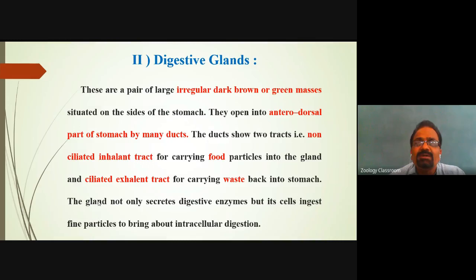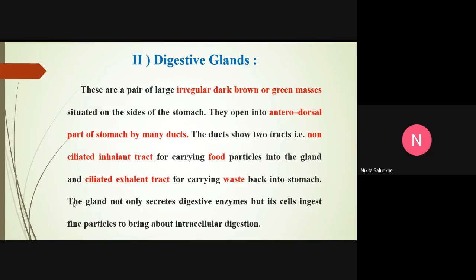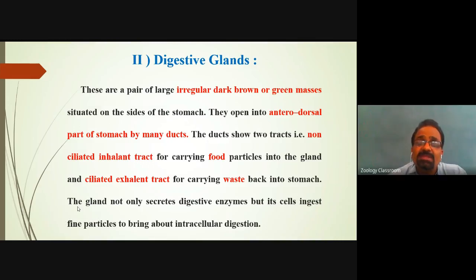Are you getting me? Yes, sir. Phagocytic cell. And the epithelium of these ducts has such phagocytic cells, which ingest the fine particles to bring about intracellular digestion. Is that clear?